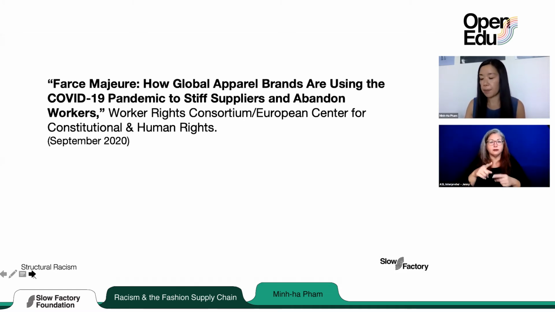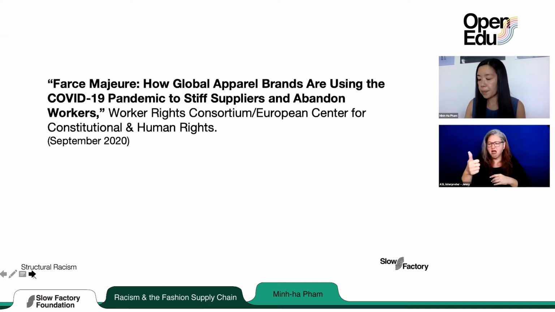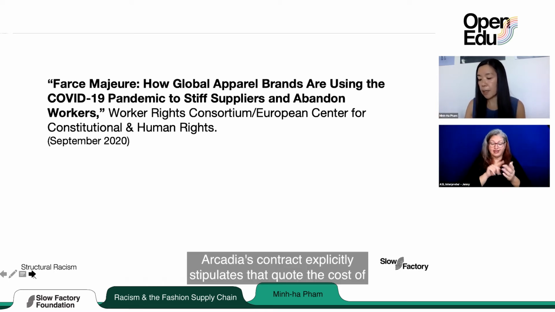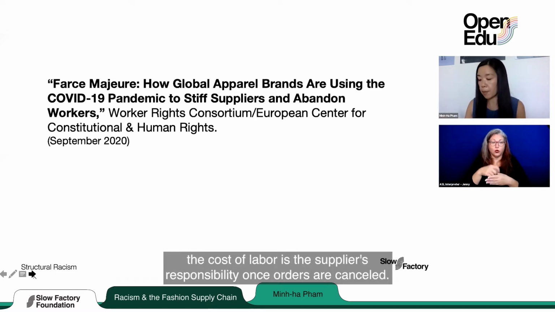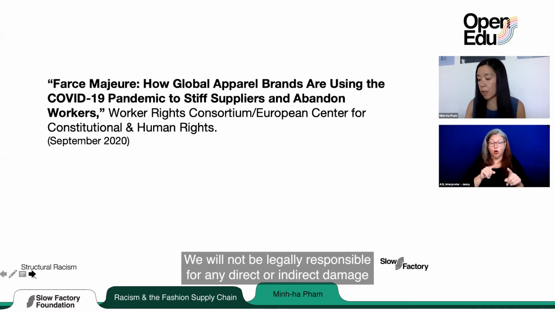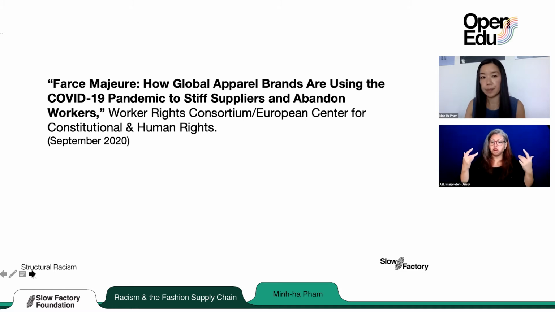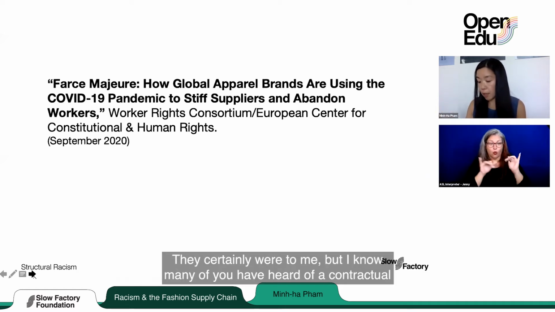Consider Arcadia's contract. Arcadia owns stores like Topshop and Topman, among other brands. Arcadia's contract explicitly stipulates that, quote, the cost of the goods, the cost of any fabric, or any other cost at all, including the cost of labor, is the supplier's responsibility once orders are canceled. Going on, it states that if we suspend or cancel an order, we will not be legally responsible for any direct or indirect damage or loss this may cause you. These contractual clauses may be surprising to you. They certainly were to me.